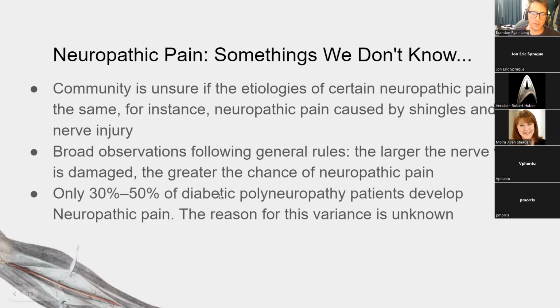Some of the big unknowns: there's variance in who develops neuropathic pain from the same injury. 30 to 40, 50% of diabetic polyneuropathy patients develop neuropathic pain. So not everyone is going to develop neuropathic pain, even given the same insults.